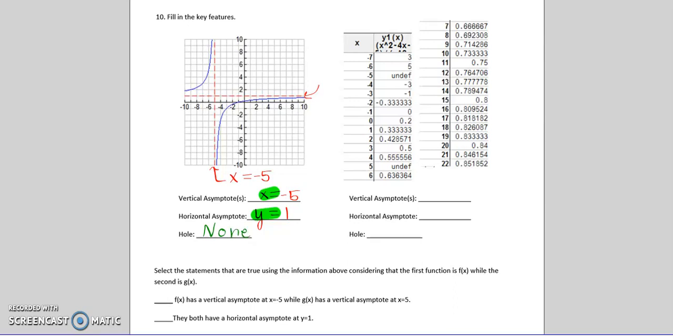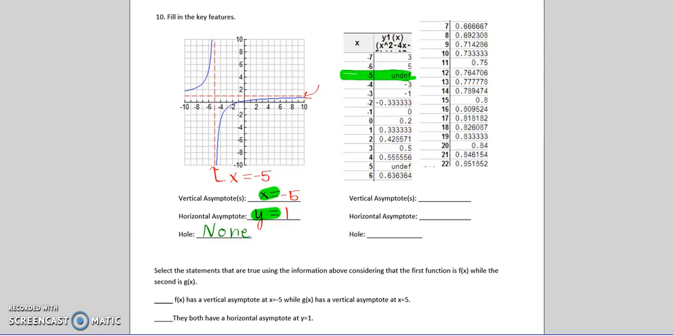Now looking at a table is a little bit trickier. The vertical asymptote and the holes are not too bad because those values are going to show up as undefined. So let's talk about what happens at this first undefined value.